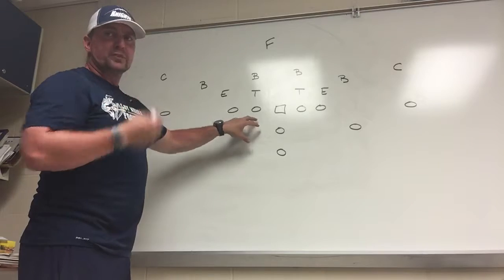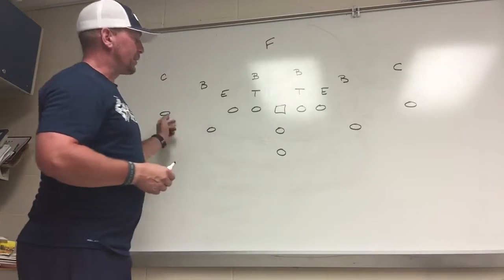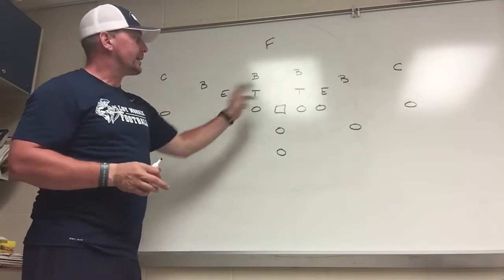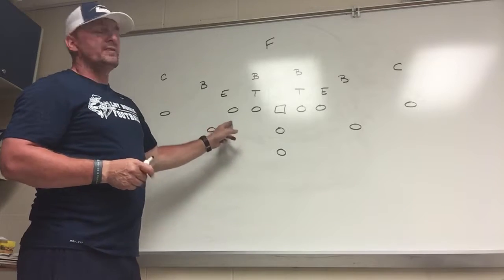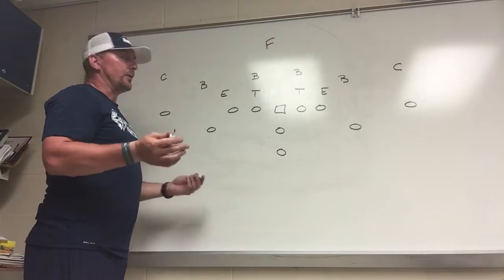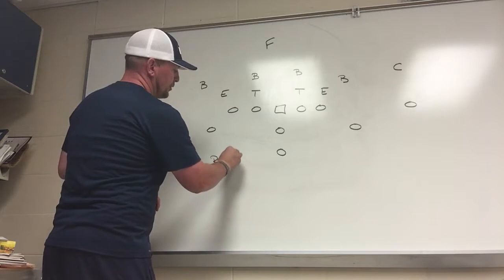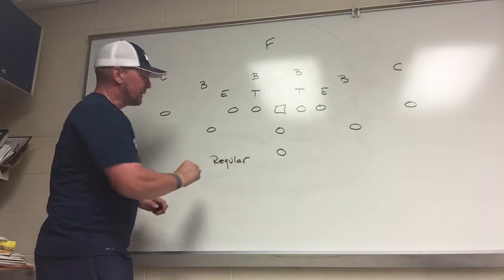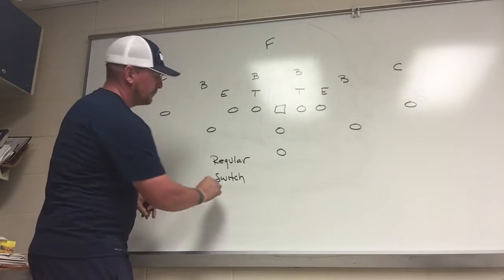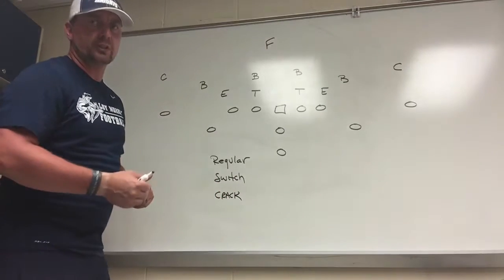What we're going to do real quick is break this down for our secondary guys. If we're running our base set, which is basically two wings, two receivers, one tailback, one quarterback, no tight ends, we've got three schematics we're going to use. We have our base, our regular blocking scheme. We're going to call that regular. We have our switch blocking scheme. And then we have our crack blocking scheme. These are the only three blocking schemes that our receivers are going to need to know this year.